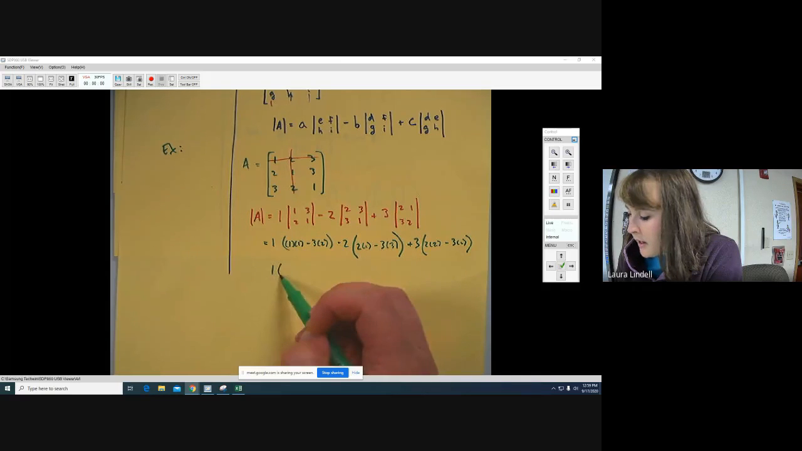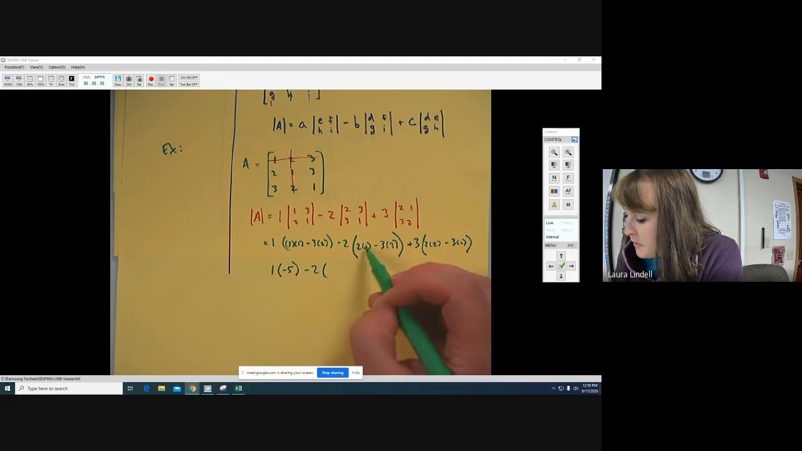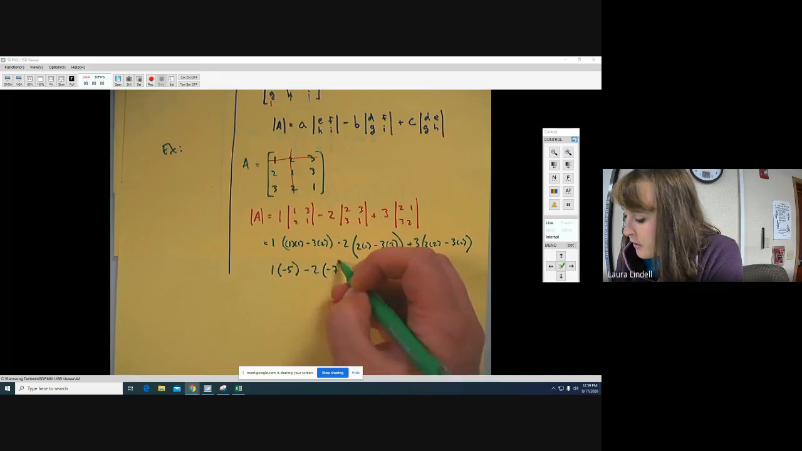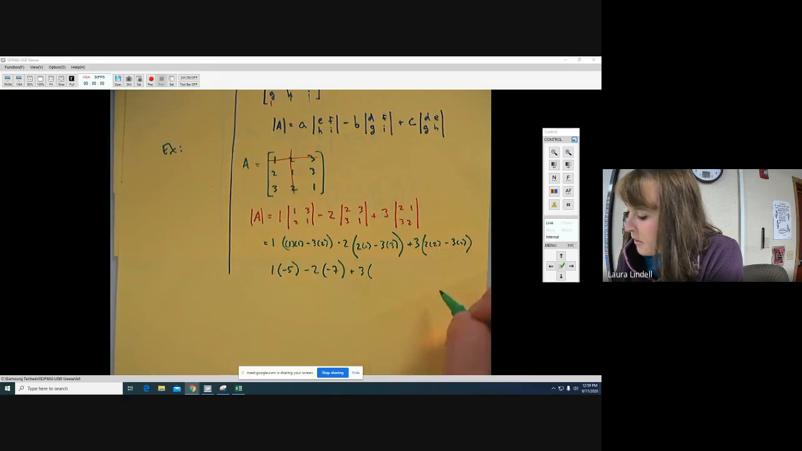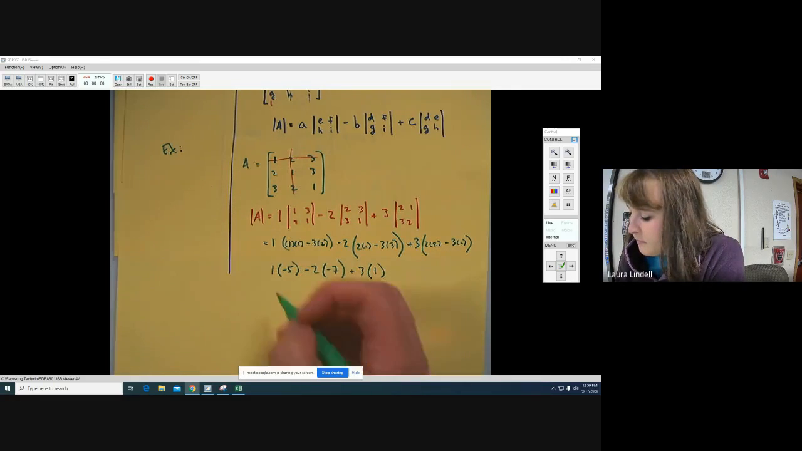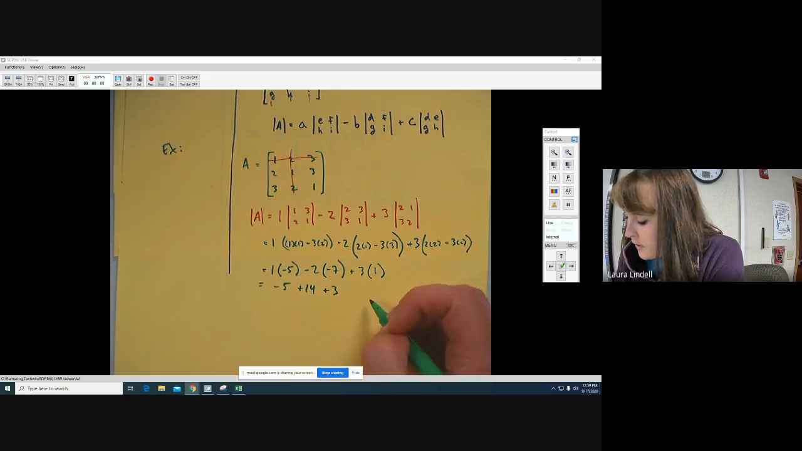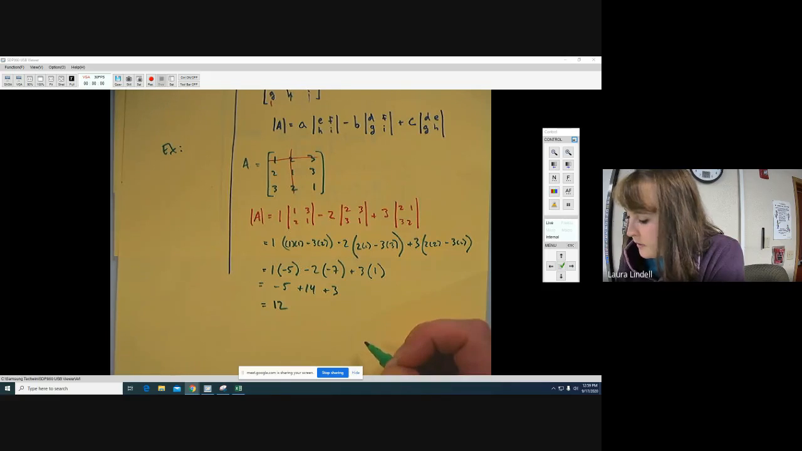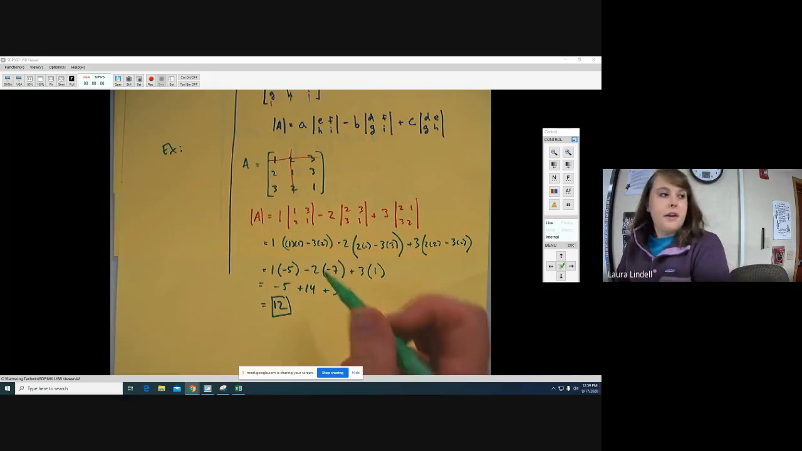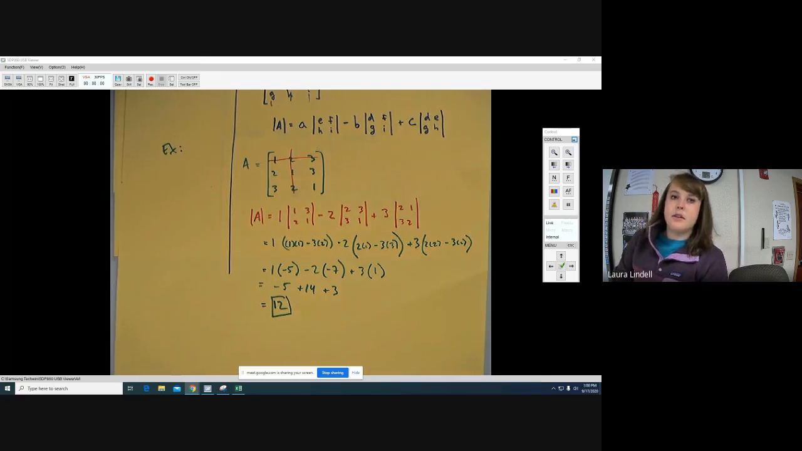So here we've got 1 times, and that's 1 minus 6, which is negative 5. Minus 2 times, let's see, we have 2 minus 9, which is negative 7. Plus 3 times, we have 4 minus 3, which is 1. And we end up with 12. So the determinant of this 3 by 3 matrix is 12. And that's a lot of work to find one determinant.